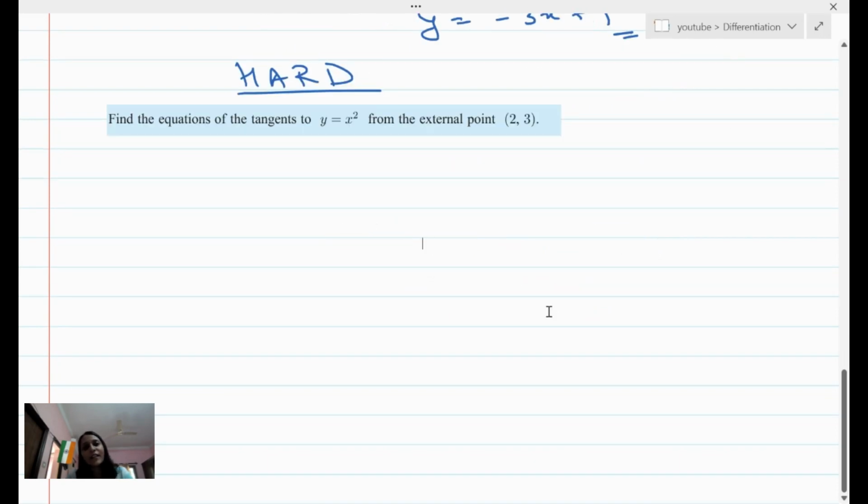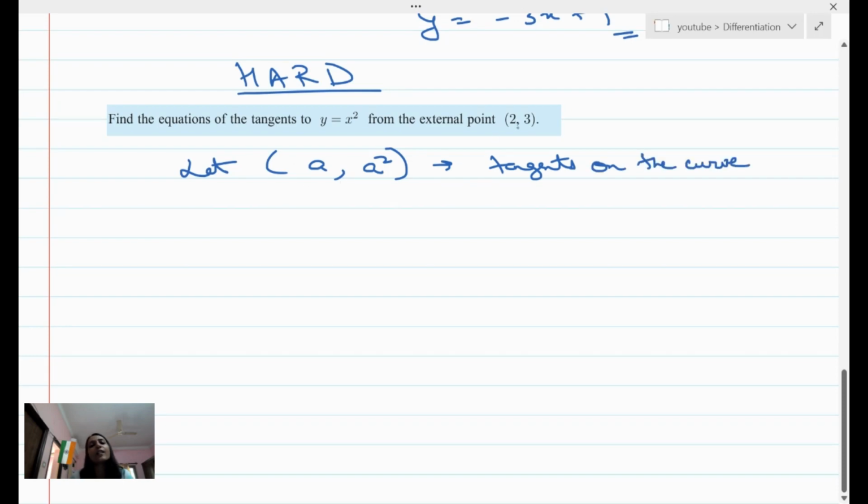And for the last question of this video, we're going to do a hard question. Here we have to find the equation of the tangents to y equal to x square from the external point 2 comma 3. So the first thing that I'm going to do is assume, let the point be a. If x is a, then y is equal to x square. So my point is going to be a comma a square, the point where we have the tangents on the curve. Now that we know that this is the point, it becomes a lot easier.